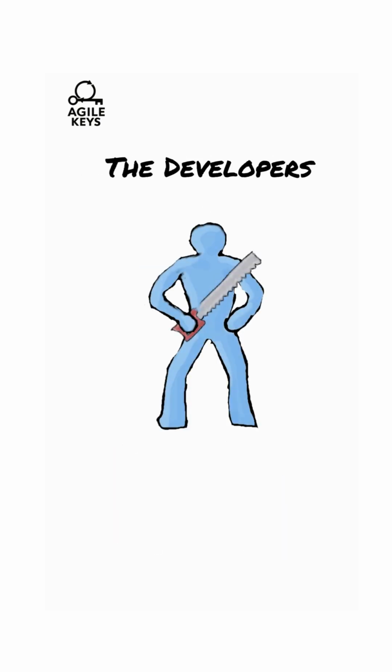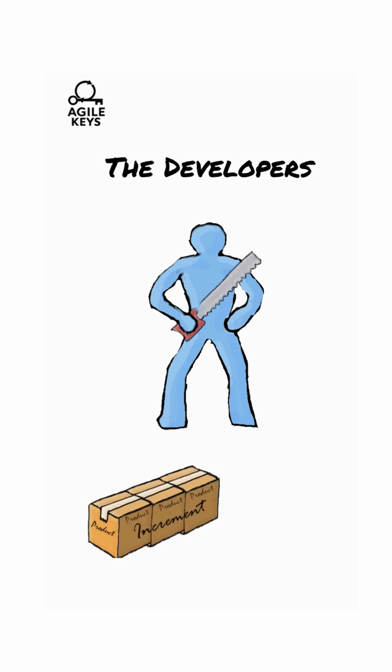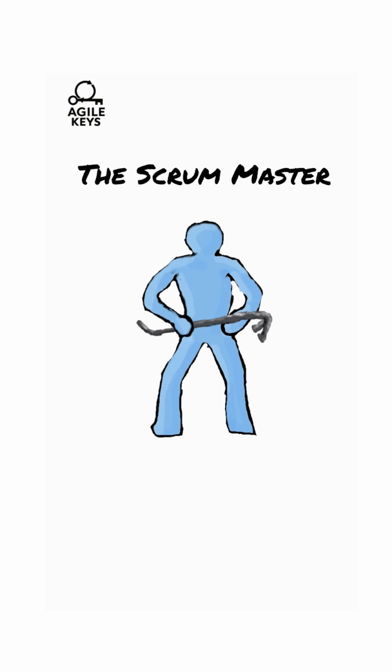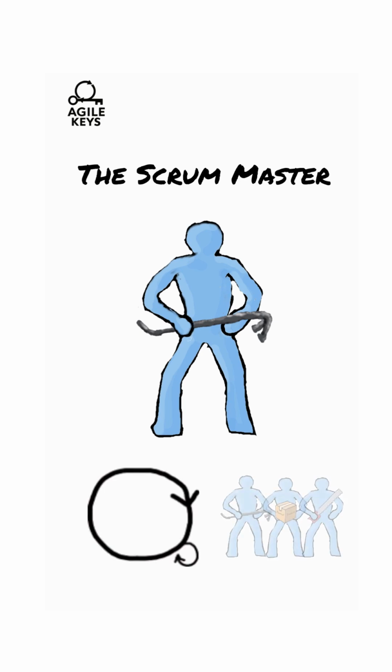The second accountability are the developers, the group of people in the team responsible for building an increment of value which satisfies the definition of done. And lastly, the Scrum Master, accountable for making sure that the team does Scrum as per the Scrum Guide and helping the team to be effective.